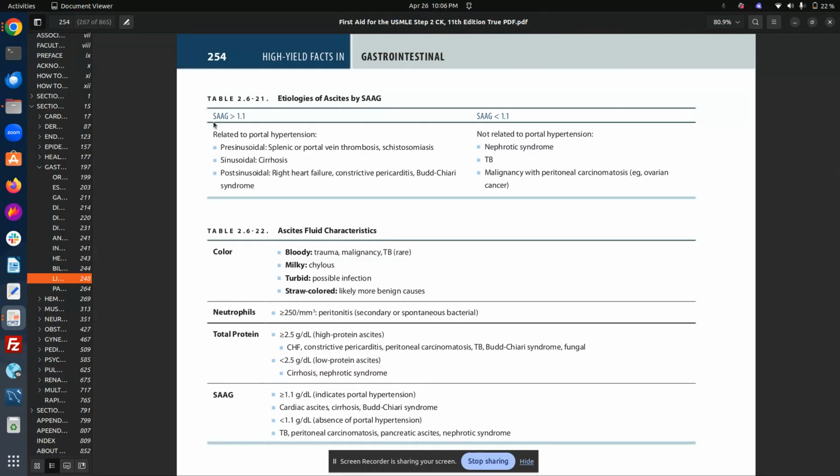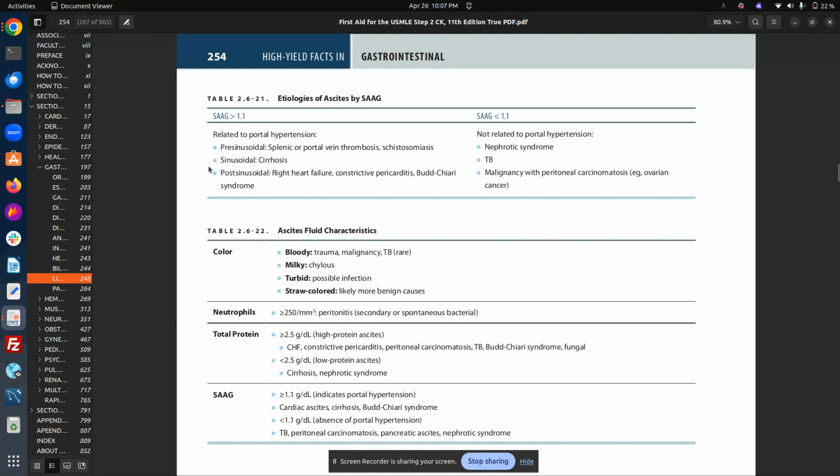Serum albumin minus ascites albumin. Okay, so whenever the serum ascites albumin gradient is more than 1.1, the cause of ascites is related to portal hypertension. Whenever the serum ascites albumin gradient is less than 1.1, the cause of ascites is not related to portal hypertension. Okay, so now what are the causes related to portal hypertension?